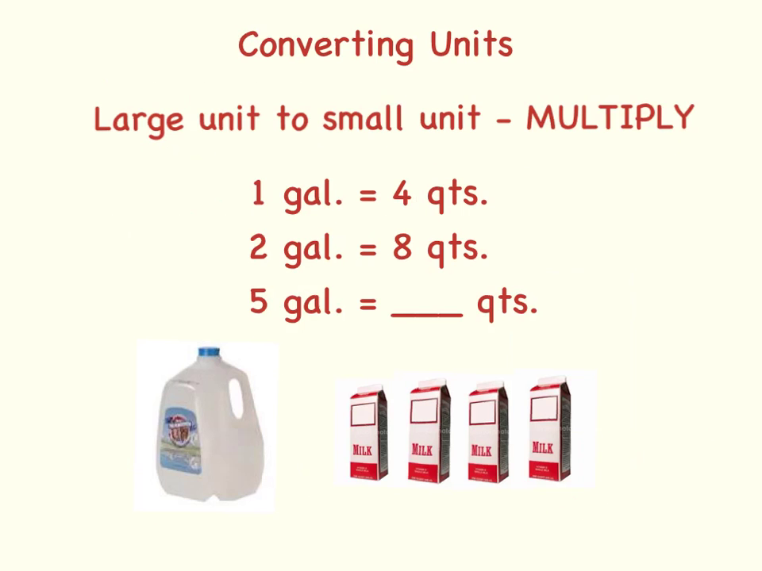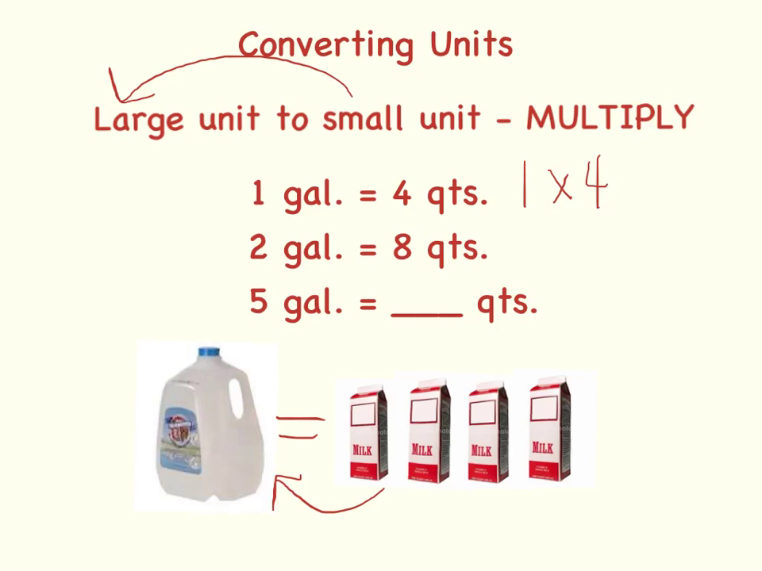We can convert from one unit to another, and there's several different ways that you can do that. The first way I'm going to show you is using multiplication or division. We can convert from a large unit to a small unit by multiplying, but you have to know how many of those smaller units are in the larger unit. So if I have 1 gallon, there are 4 quarts in 1 gallon, and that's what this picture down here is showing us. 4 quarts is equal to 1 gallon. So 1 gallon is 4 quarts. So now I can say, okay, well, 1 gallon times 4 gives me my 4 quarts.